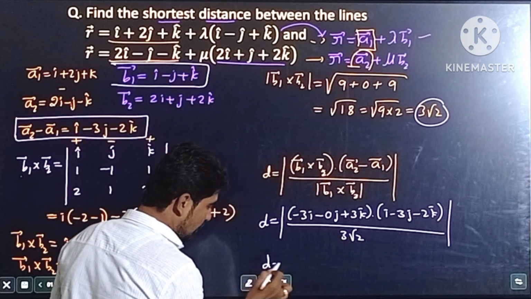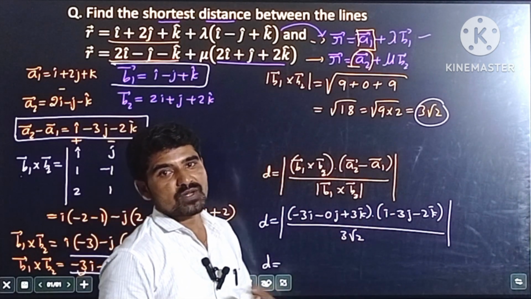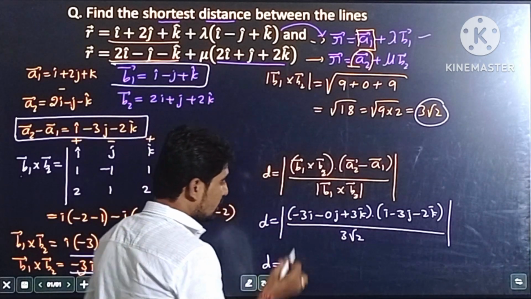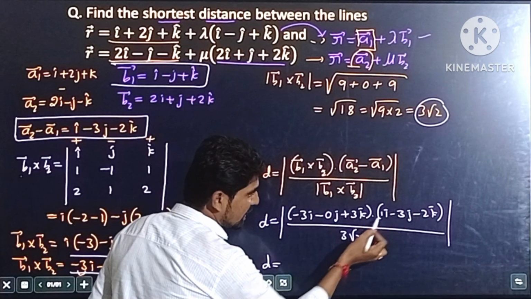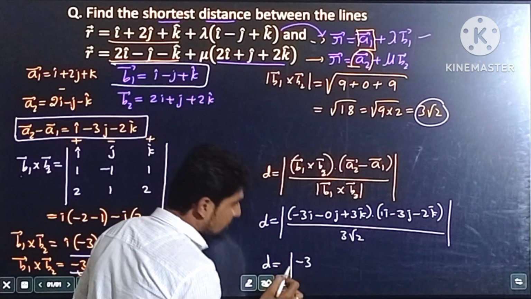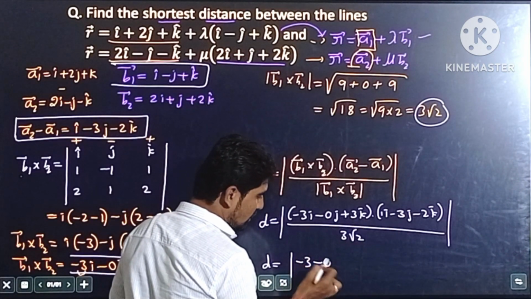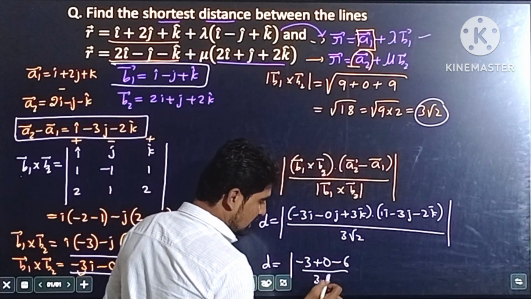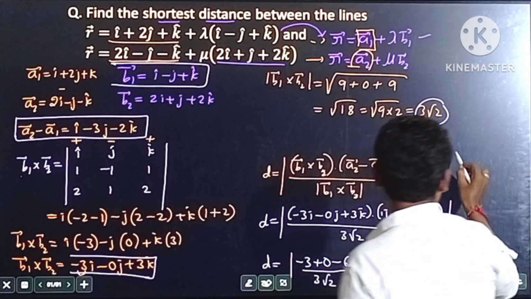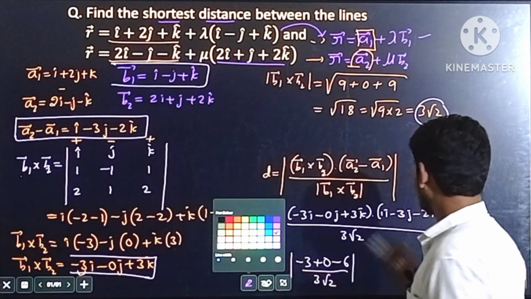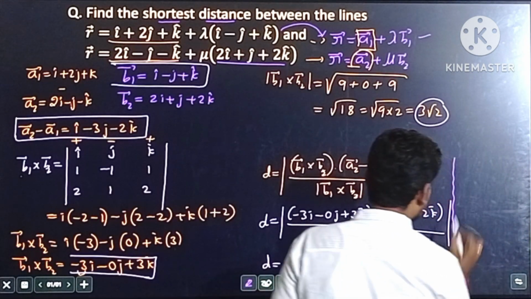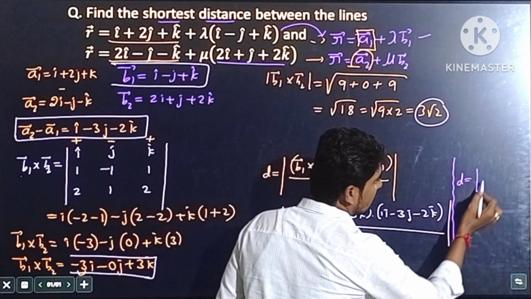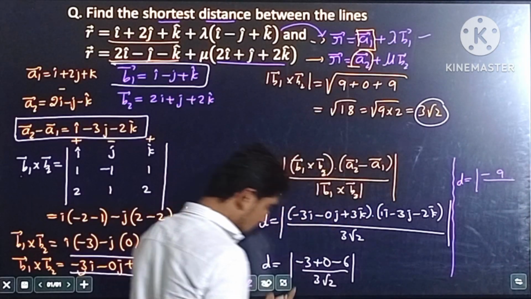Now this is equal to the dot product of the two vectors, obtained by multiplying the coefficients of i with i, j with j and k with k. Therefore, minus 3 into 1 is minus 3, 0 into minus 3 is 0, and then 3 into minus 2 is minus 6, divided by 3 root 2. So finally we got d equal to minus 3 minus 6, the modulus of minus 9, divided by 3 root 2.